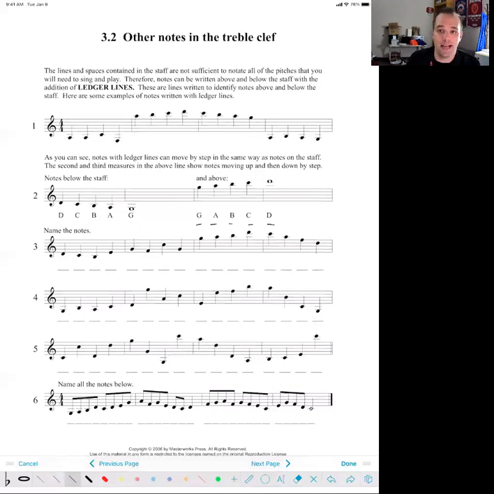There is no limit to how many ledger lines you could have. Theoretically, there's literally no limit. At a certain point, you'll get to where we can't hear the notes anymore, both high and low.